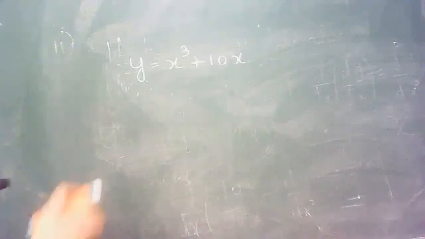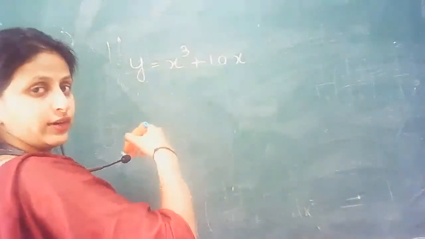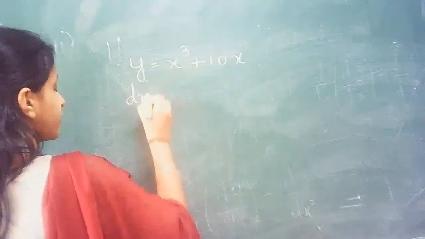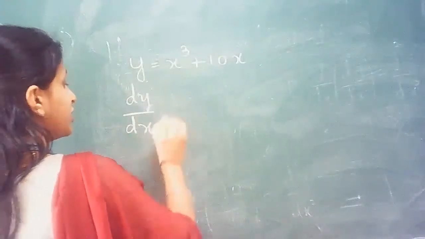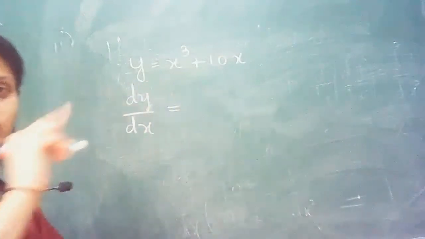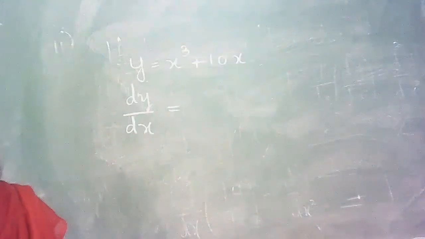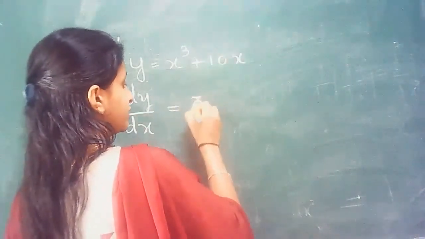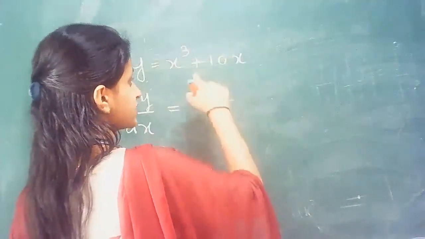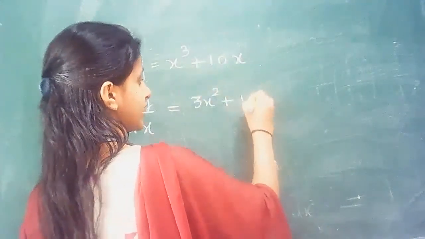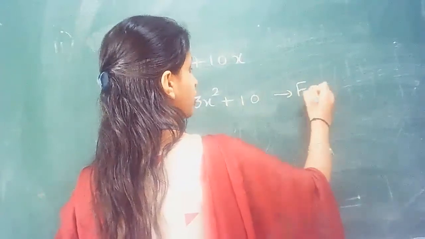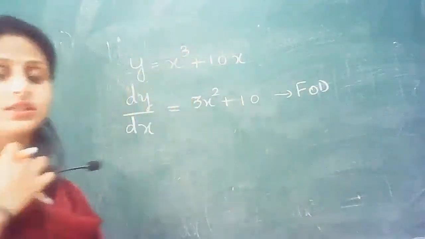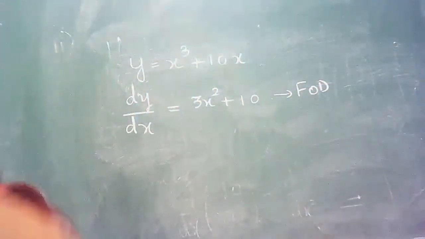Observe here, students. Now I want to find the higher order derivatives of this. First of all, let us find the first order derivative. Means differentiating this function for the first time with respect to x. So if you differentiate this function with respect to x, what you get? 3x square plus 10x differentiation is 10. So this is my first order derivative.